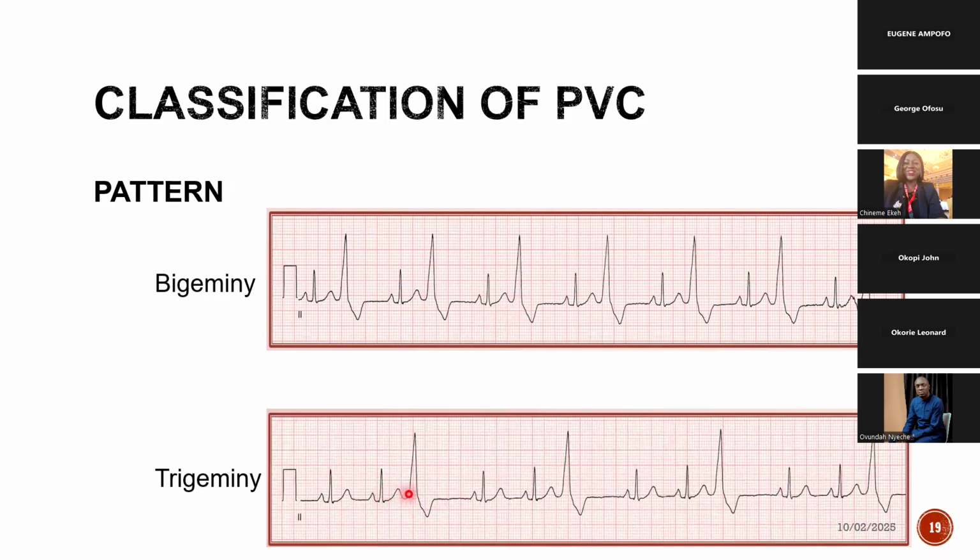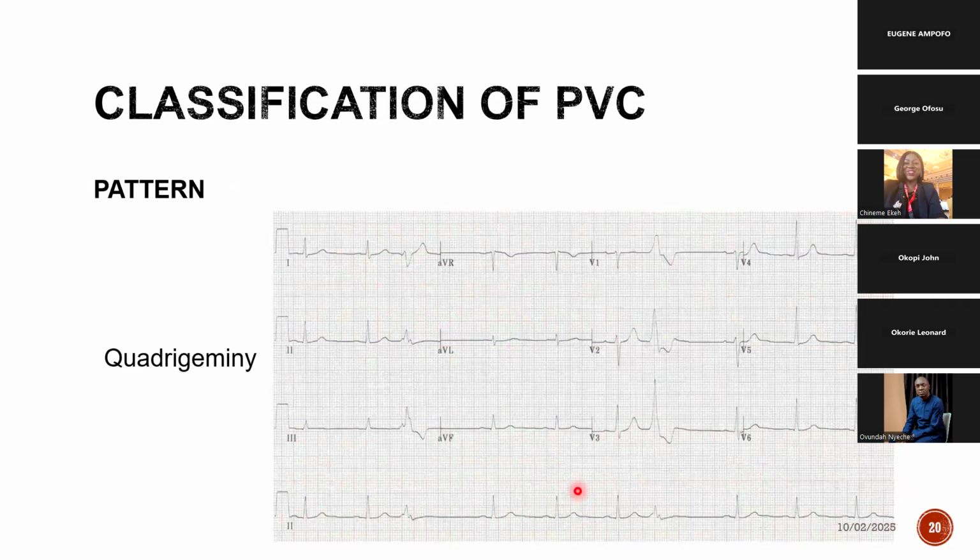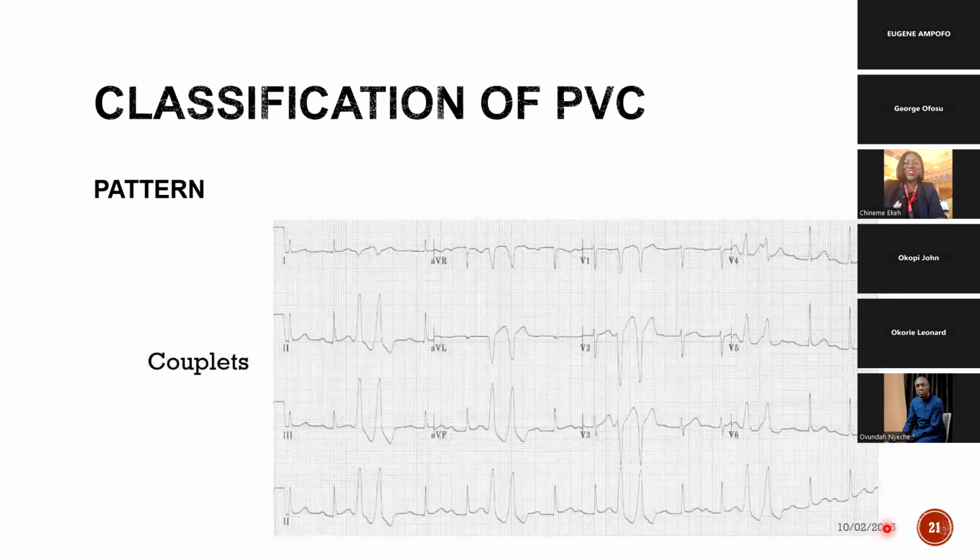Trigeminy, every third beat is a PVC. So you have two normal beats and a PVC, two normal beats and a PVC. So that's the trigeminy. And then we have the quadrigeminy, where every fourth beat will be a PVC. So if you look at it from here, we have normal beat, normal second beat, normal third beat, followed by the PVCs. And the trend will continue.